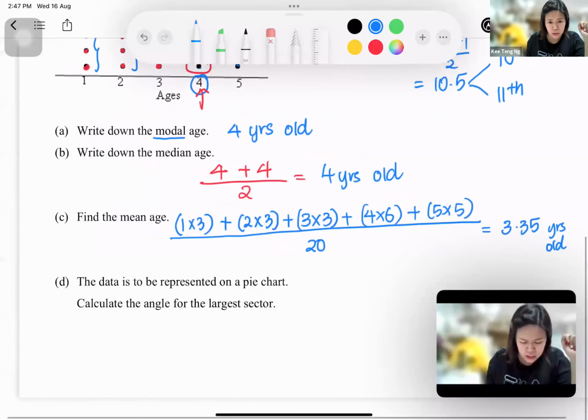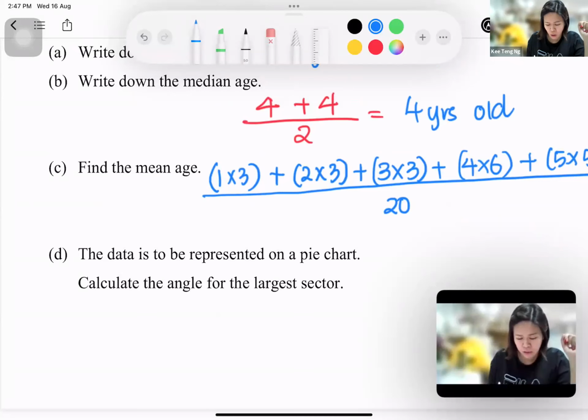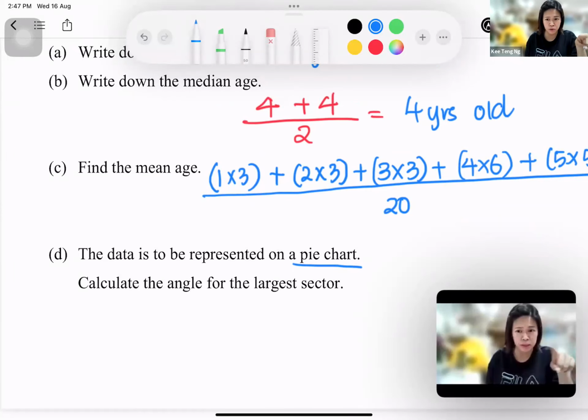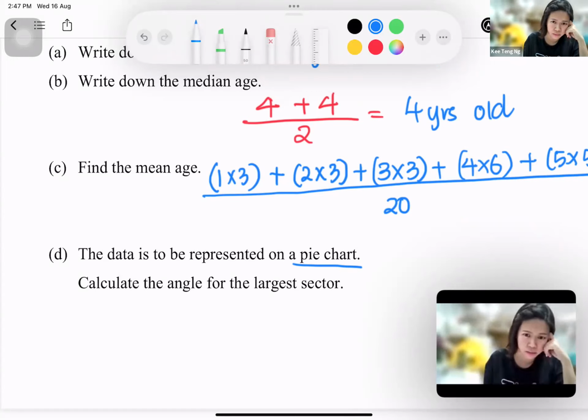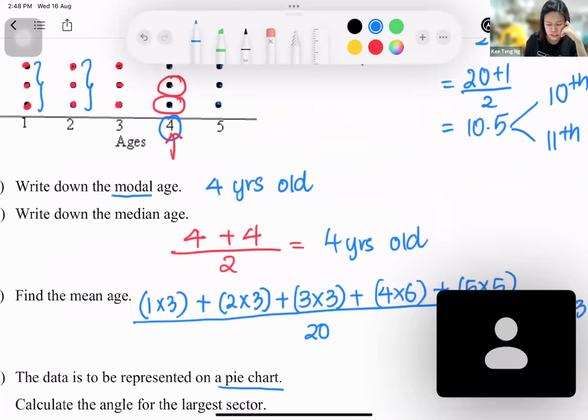Next part of the question, the data is to be represented on a pie chart. If I have all the data on a pie chart, a full pie chart is how many degrees? One full pie chart, how many degrees? 360. Thank you, Amirin. So 360, right?